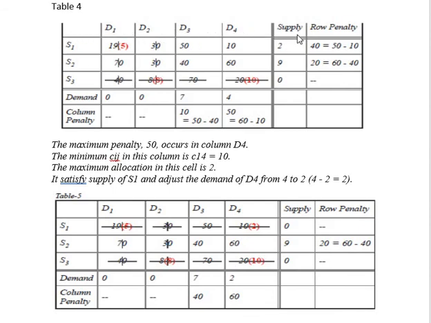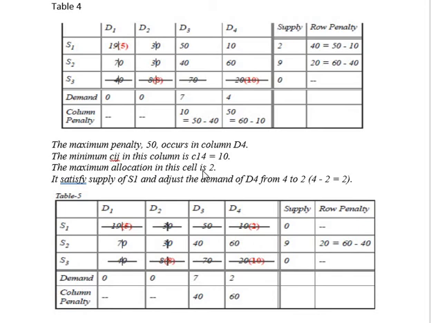Now we can form table 4. So from the previous table we can strike out the row corresponding to S3. Then with the remaining 2 rows and 2 columns, again continue the procedure. Find the row penalties, column penalties. Of these penalties, maximum penalty is 50, that occurs in column D4. Then find the cell with minimum cost, that is in S1 D4. Then allocate the value to that cell.